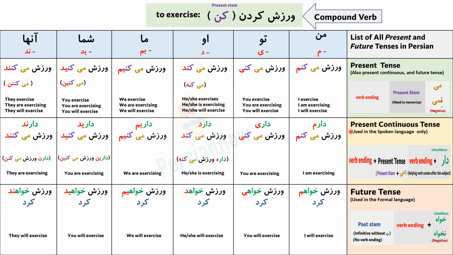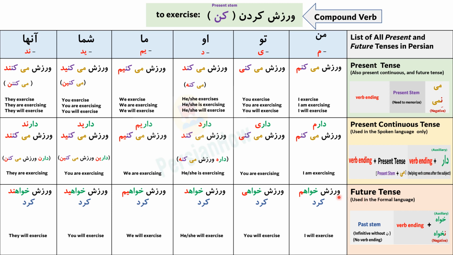All right, next one, present continuous tense. دارم ورزش میکنم. داری ورزش میکنی. دارد ورزش میکند. Informal داره ورزش میکنه. داریم ورزش میکنیم. دارید ورزش میکنید. Informal دارین ورزش میکنین. دارند ورزش میکنند. Informal دارن ورزش میکنن. Remember, auxiliary verb دار needs to come after the subject.